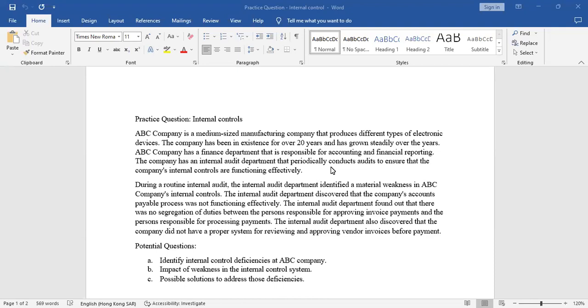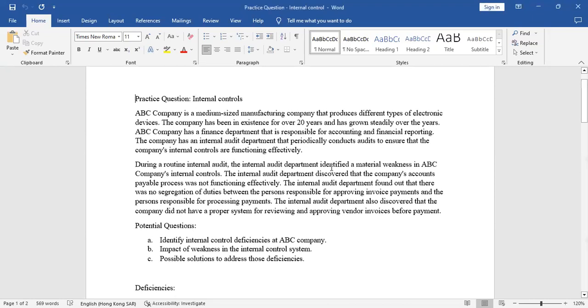So we have a very brief case study here, and the first step is to read the question. The first requirement is to identify internal control deficiencies at ABC company, the second is the impact of weakness in the internal control system, and the third is possible solutions to address those deficiencies. There could be more questions, as I have previously discussed in that video.